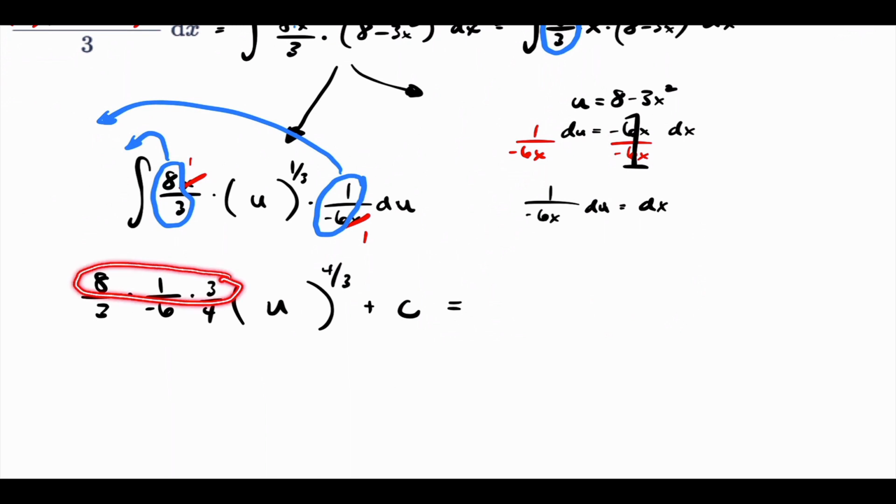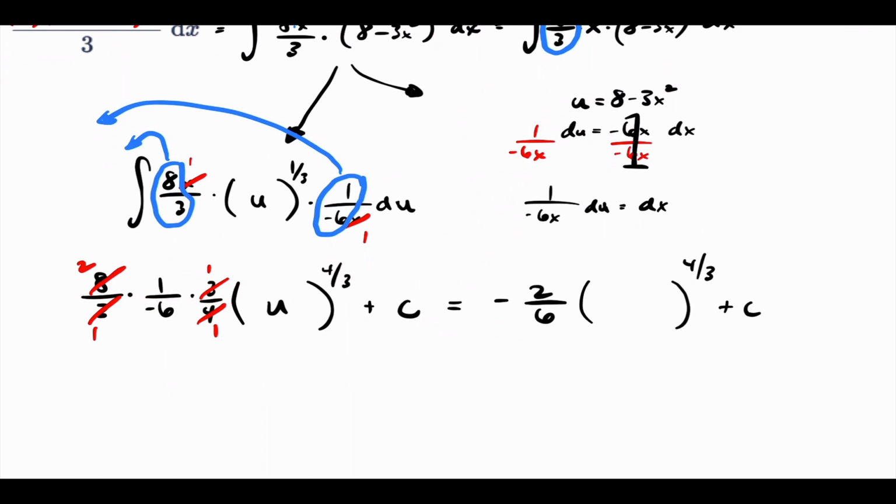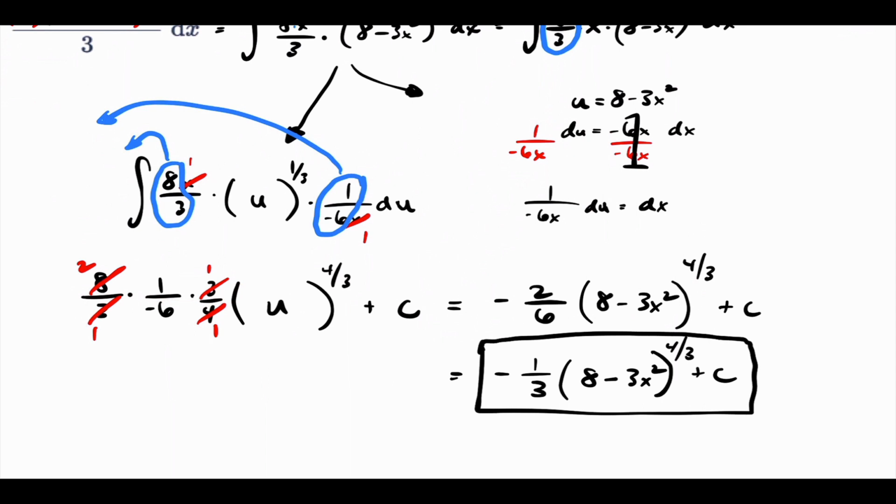So I'm going to get 24 over, wait, I can simplify this a little bit so I don't have to multiply as much. 3 divided by 3 is 1. 4 goes into 8 twice. So I get 2 over negative 6. Negative 2 over 6. Put U back in. Negative 1/3. Done.